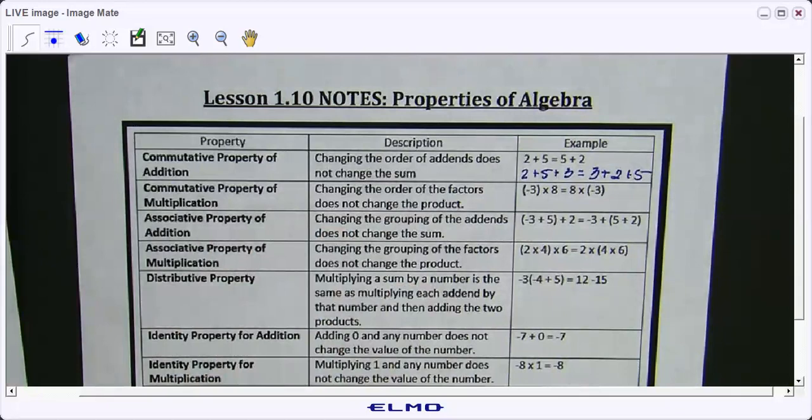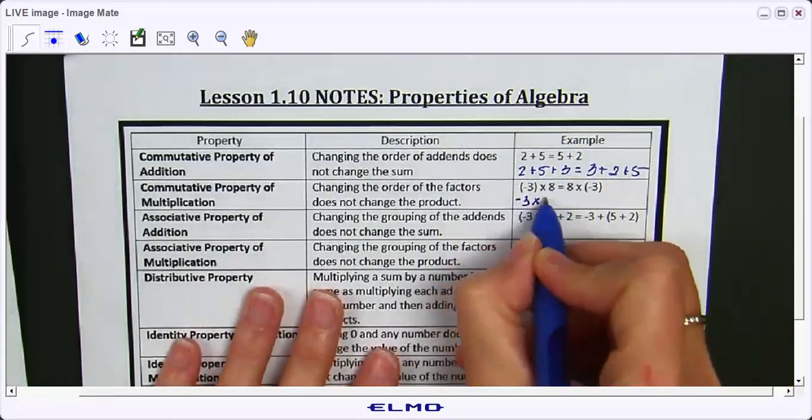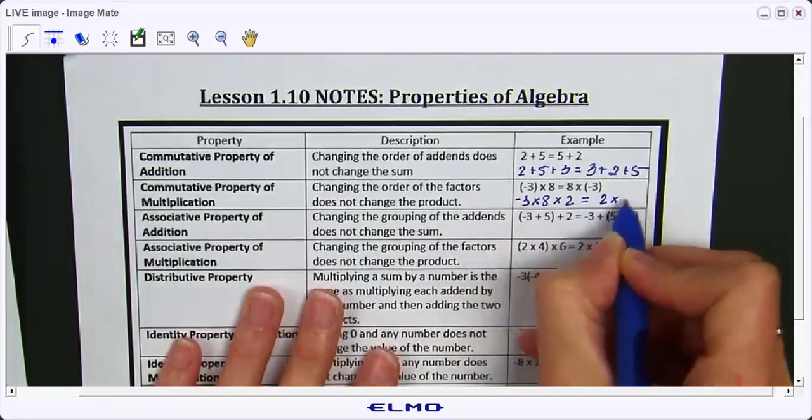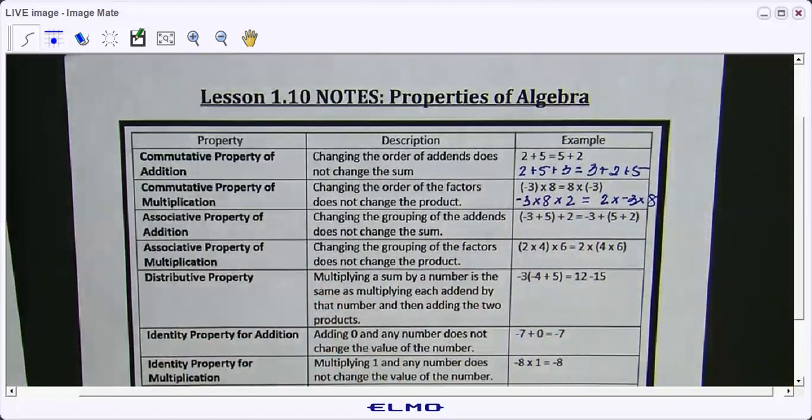Multiplication, we have -3 times 8 is the same as 8 times -3. It's also the same as -3 times 8 times 2 equals 2 times -3 times 8. It does not matter the order you multiply them, you will always get the same answer. And in this case, it's -48 on both sides. So that's commutative property. Okay. Let's go to associative property. We have associative property of addition and multiplication. This has to do with groupings.